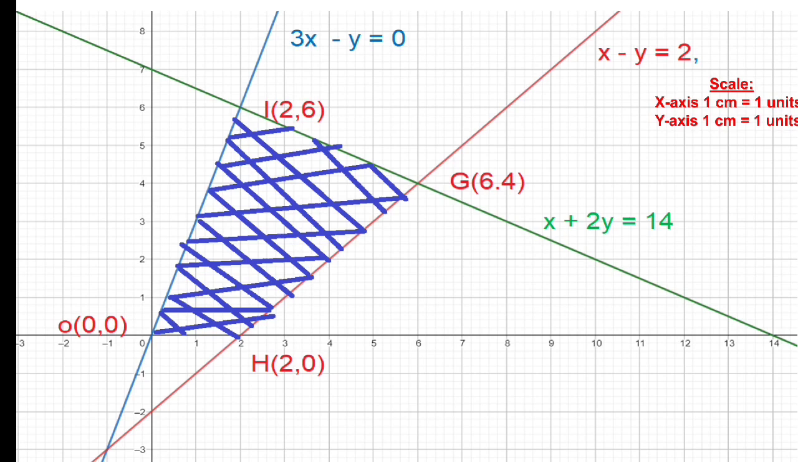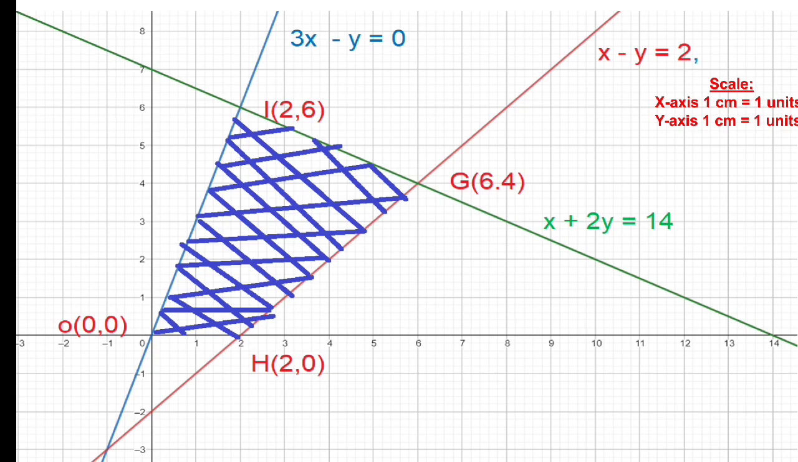The first constraint is x plus 2y less than or equal to 14, so the region towards 0 will be considered. Second constraint, 3x minus y greater than or equal to 0, so the region above that line is taken. Then the third one, x minus y less than or equal to 2, is also taken towards 0. So a common region is obtained here.